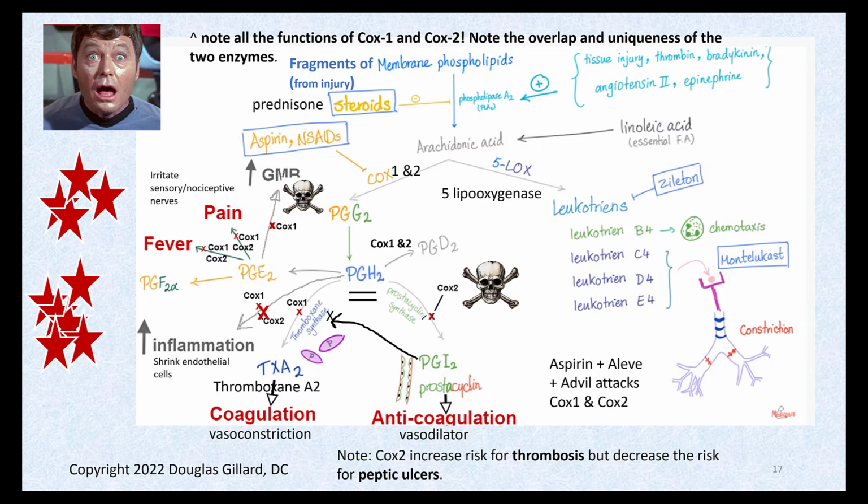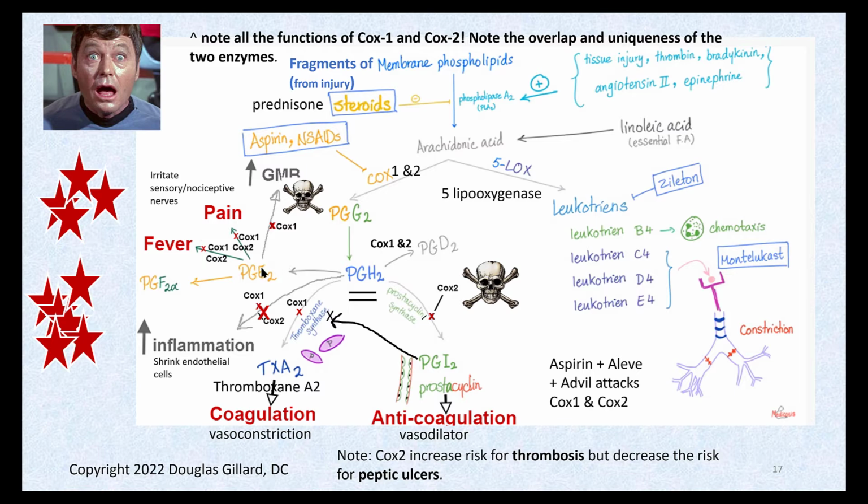PGE2, of course, and that's done by, I should have had COX-1 up here. But PGE2 can then, of course, stimulate and help promote the gastric mucosal barrier. I see what happened. This moved. So COX-1 should be over here. All right.